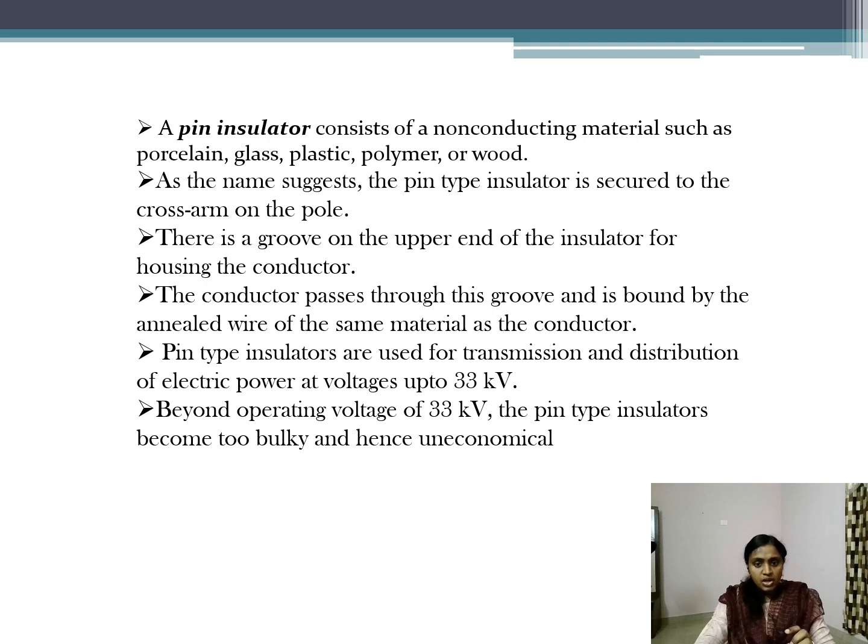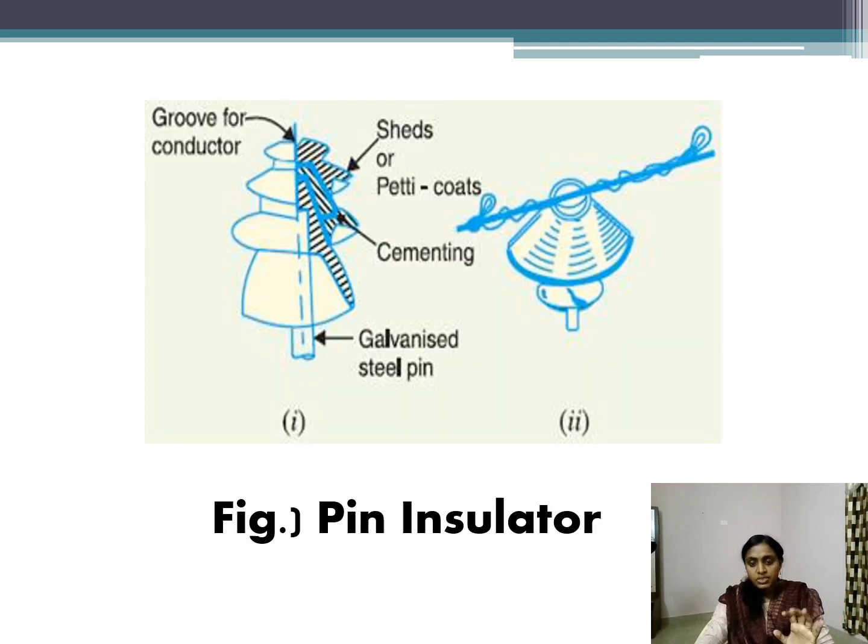Pin-type insulators are used for transmission as well as distribution of electric power to voltage up to 33 kV. Beyond the operating voltage of 33 kV, the pin-type insulators become too bulky and hence uneconomical. So this is the schematic diagram of pin-type insulator.